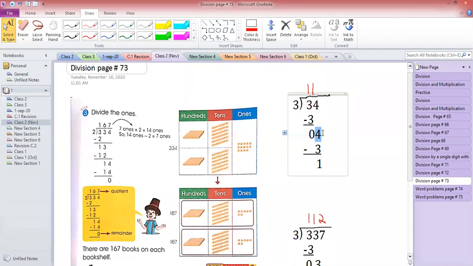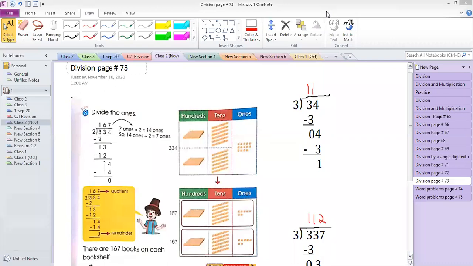When you write this 4 down, check the table of 3. Is there 4 in the table of 3? No. When you multiply 3 by 1, you get 3, and when you multiply it by 2, you get 6. So 3 by 1 equals 3, and 3 by 2 equals 6. You will not consider 6 because 6 is greater, so you have to consider the one that is less. So 3 multiplied by 1, you write 3.